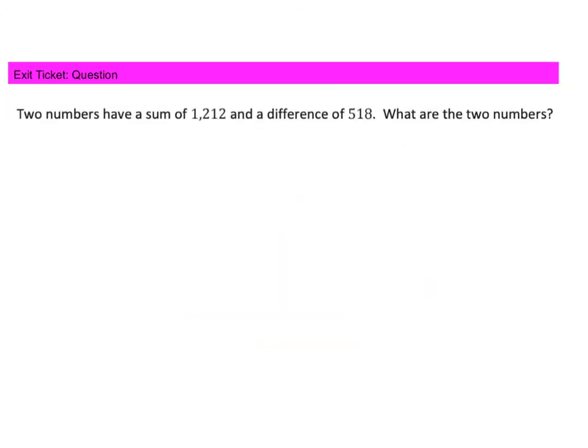All right, for your exit ticket, you get points for doing your close reading, setting up your system of equations correctly, and then answering the question correctly. So two numbers have a sum of 1,212 and a difference of 518. What are the numbers? If you get confused, please reference example number 1. It's exactly like this, okay? So that's what you need to do. All right, good luck. This is your exit ticket. This is what you're graded on for today.